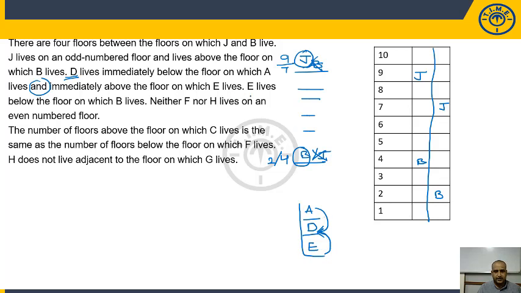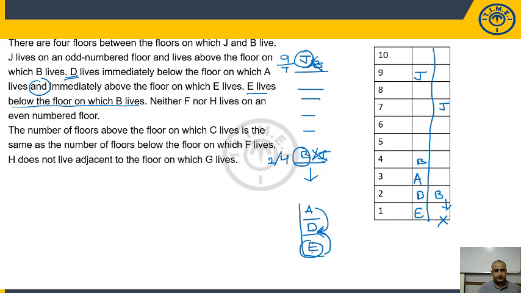And what is given next? E lives below the floor on which B lives. So E is below B. If I take E below B, immediately above E I have to take D, immediately above D I have to take A. Is it possible? No. So this projection is ruled out. Now here, yes, immediately below B I have to take E. So the only possibility is A here, D here, E here, because A, D, E should come on consecutive floors.